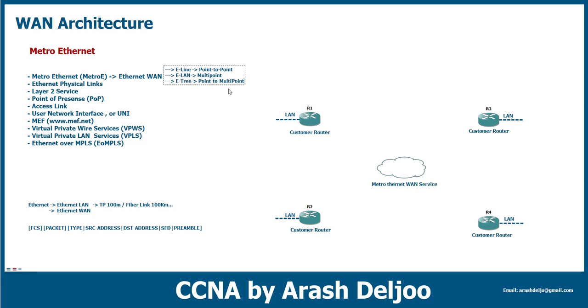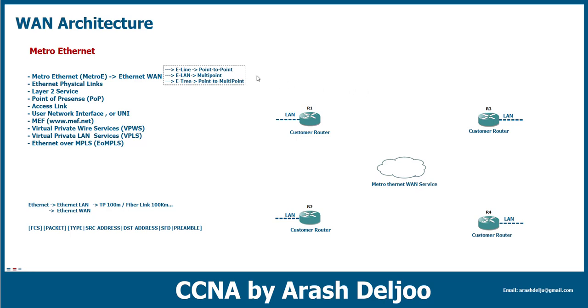But first you should learn about some of the terminology, some of the rules that we are using in all of the Ethernet WAN types, for example in E-line, in E-LAN, and also in E3. In this scenario, as you can see, we have four routers: router 1, router 2, router 3, and router 4. I'm going to show you how we can connect these routers together with different types of connections.